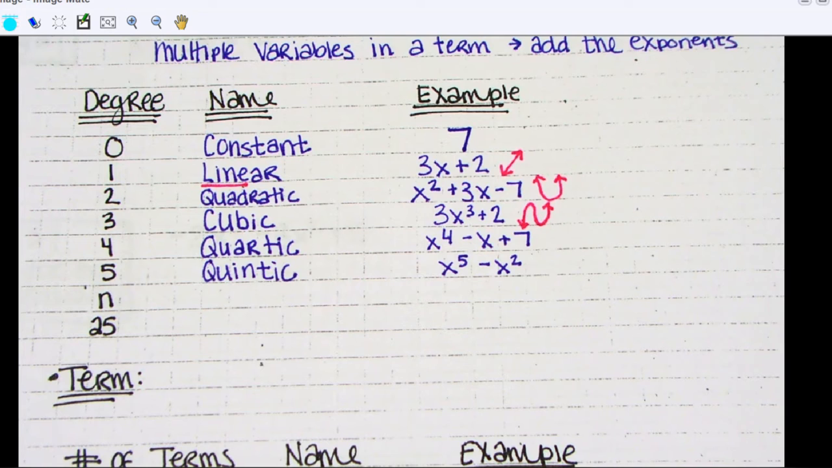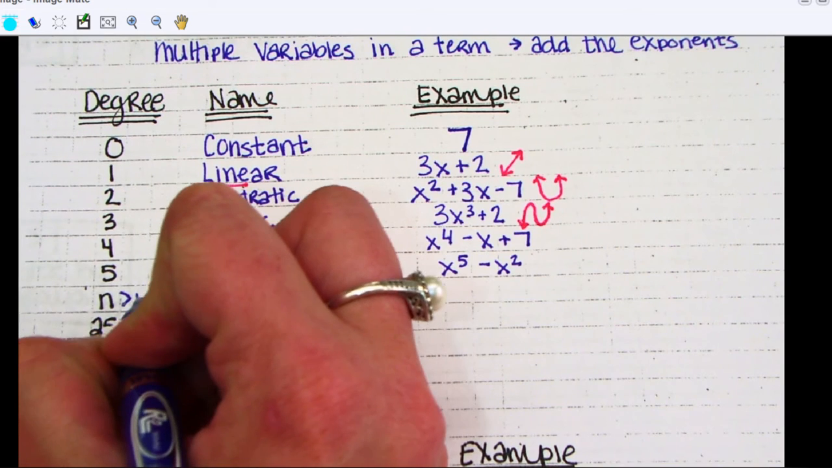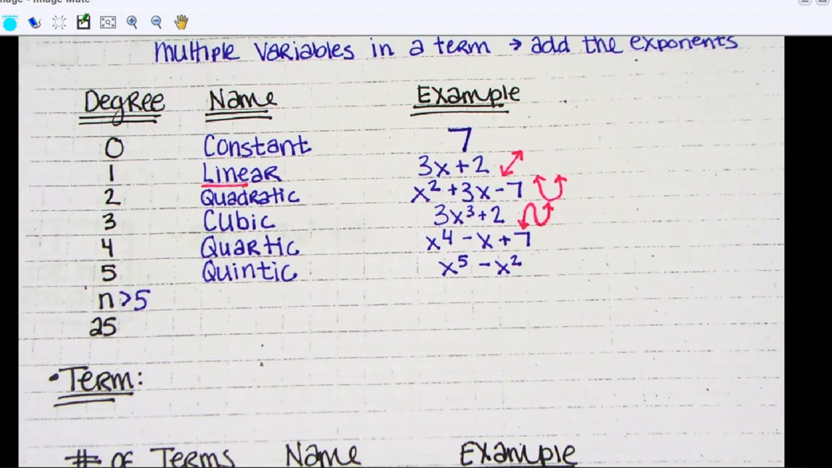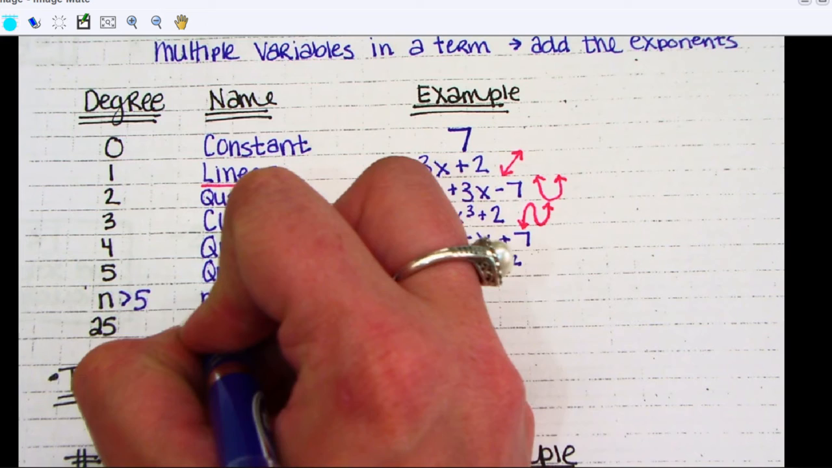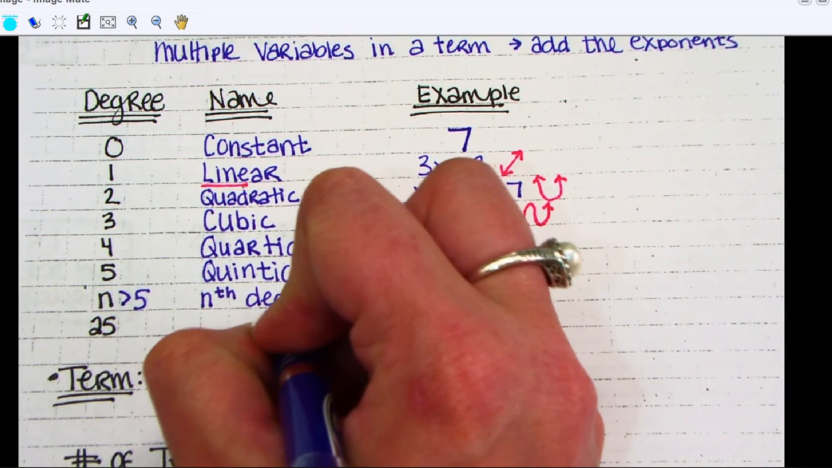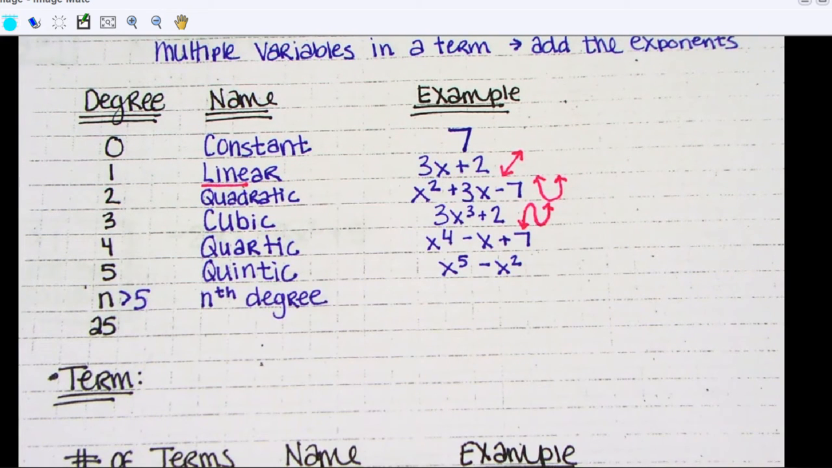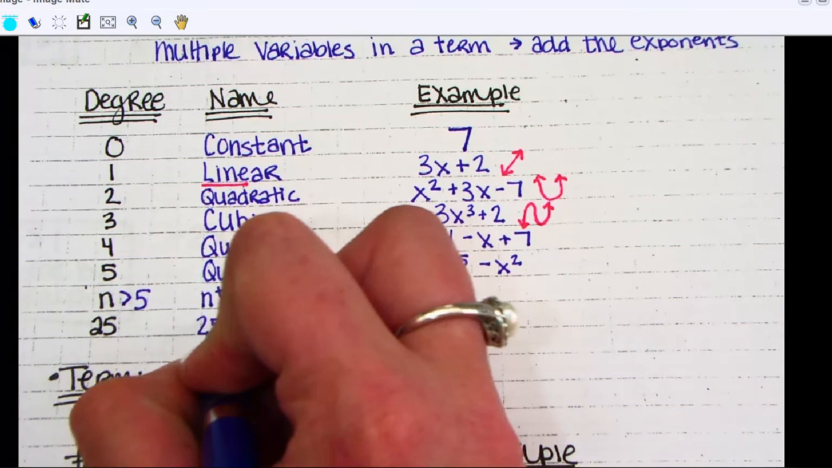So anything higher than 5, it does have names, but I don't care about what their names are because the ACT doesn't care about what their names are, so you don't really need to know anything past 5. However, if our degree is greater than 5, it's just called an nth degree. So regardless of what the number is, we just call it an nth degree. So if our highest exponent is 25, we would call it a 25th degree. We just replace the n with the highest power.